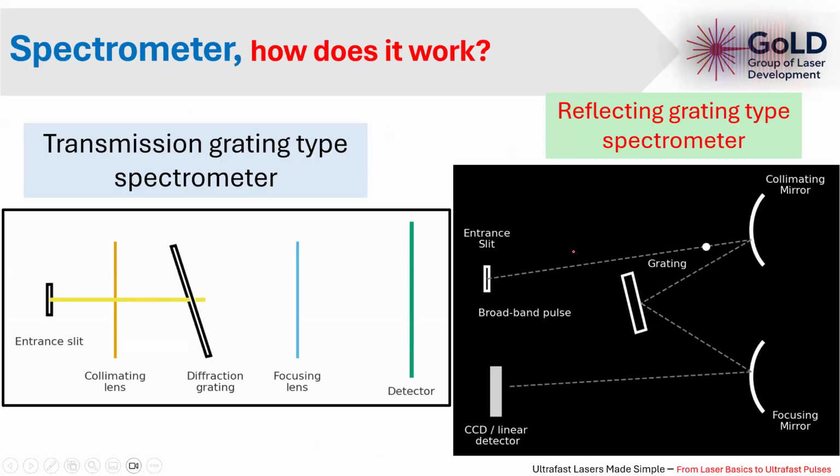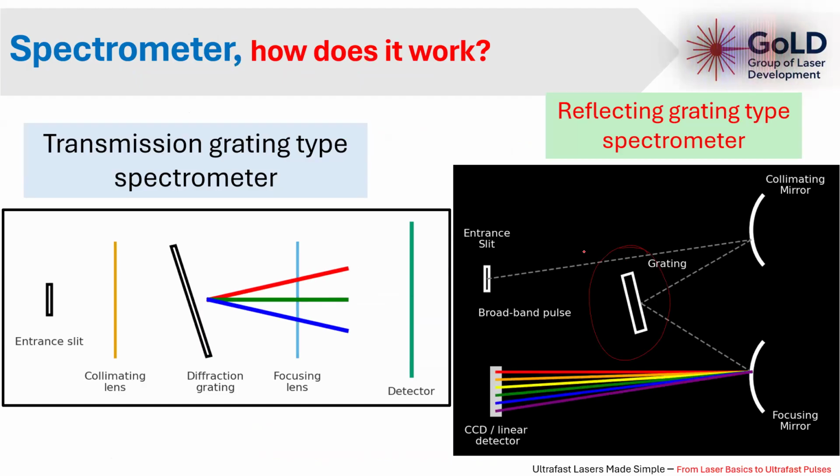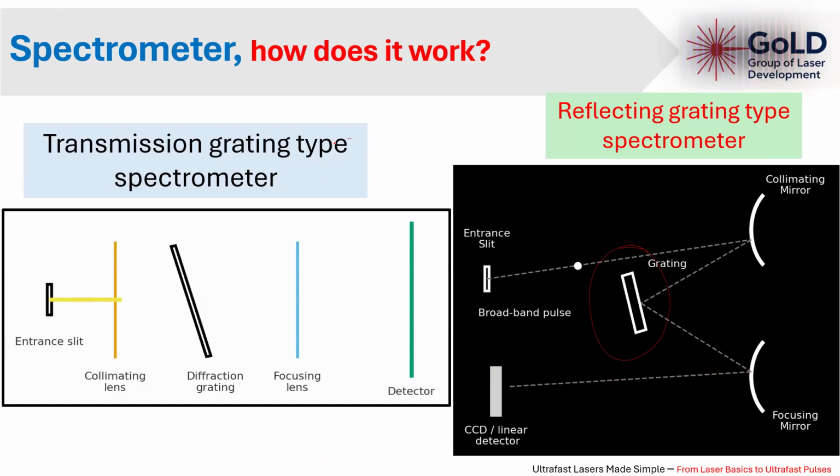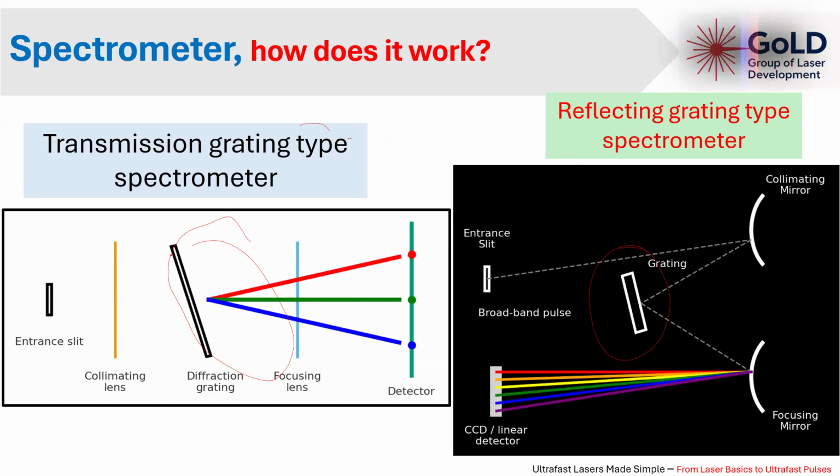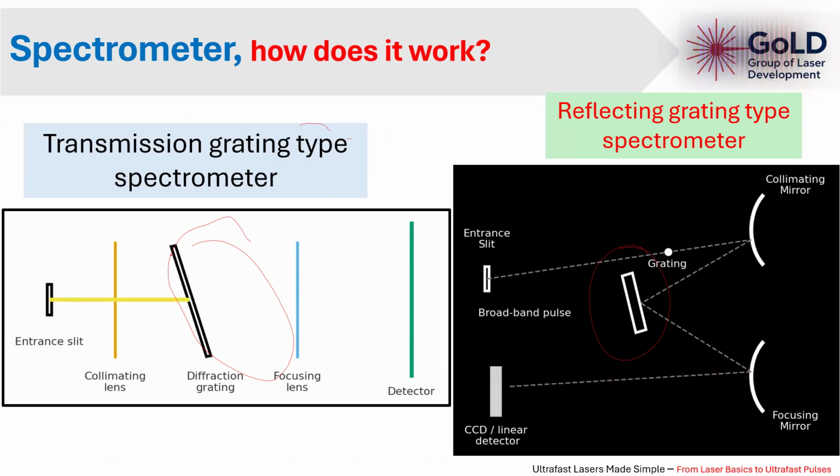So there are two kinds of spectrometers. In this one here, we use the reflecting type grating. And here in this one, we use a transmission type grating, not a reflecting type. So light is passing through. When the light passes through, it disperses. Okay. And then it moves towards the detector.